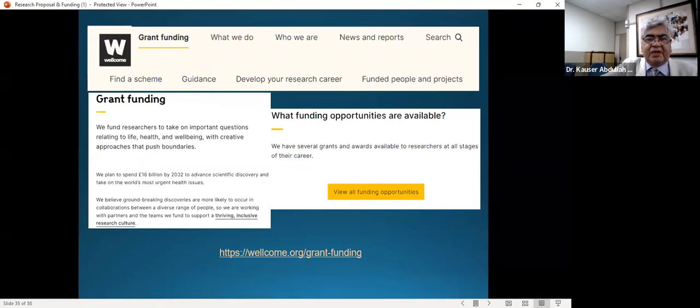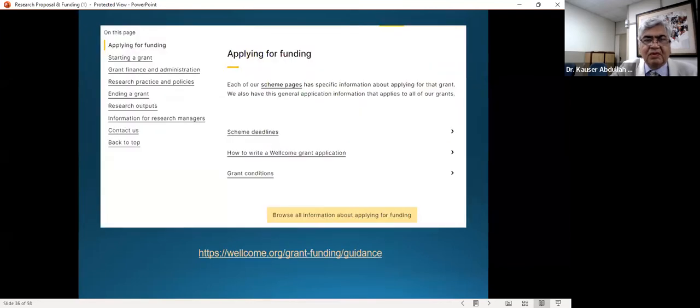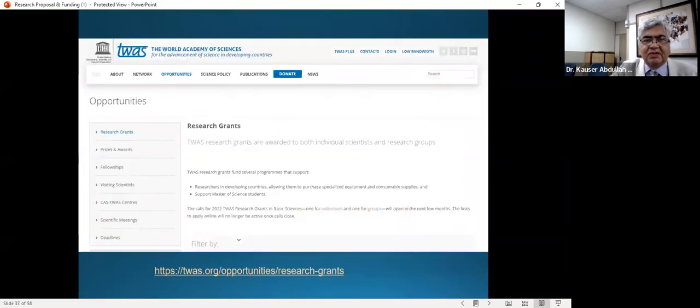Another very competitive agency is Wellcome Foundation. It is all health related, but they also do some health and social sciences grants also, you see. These are all for these starting dates. The other agency is TWAS, the World Academy of Sciences.